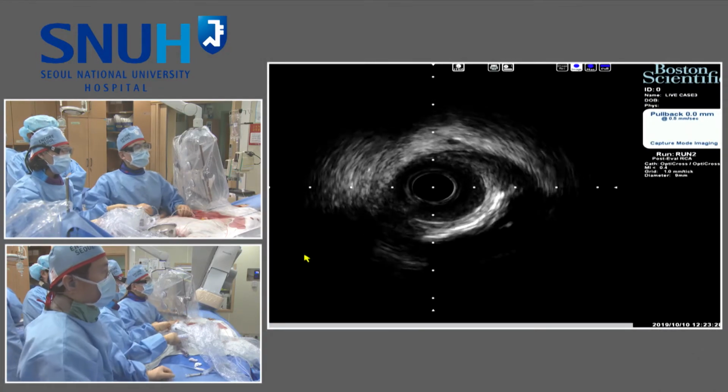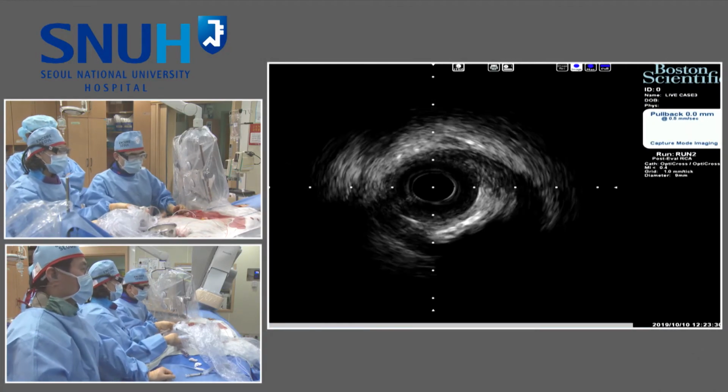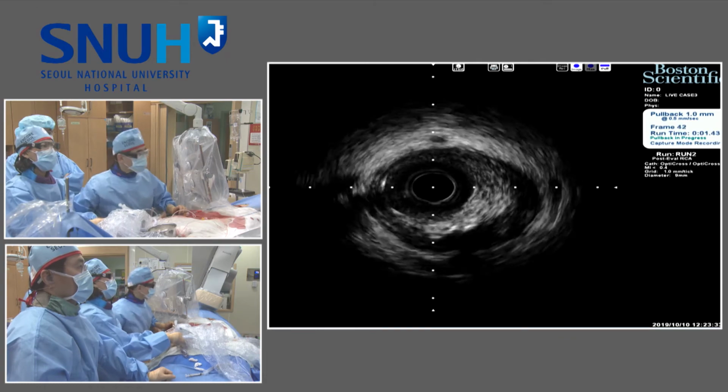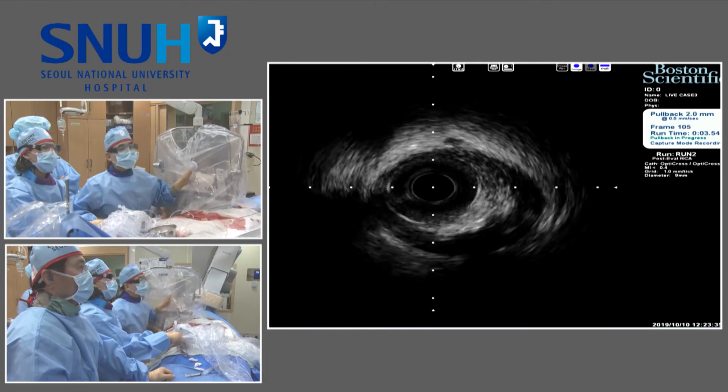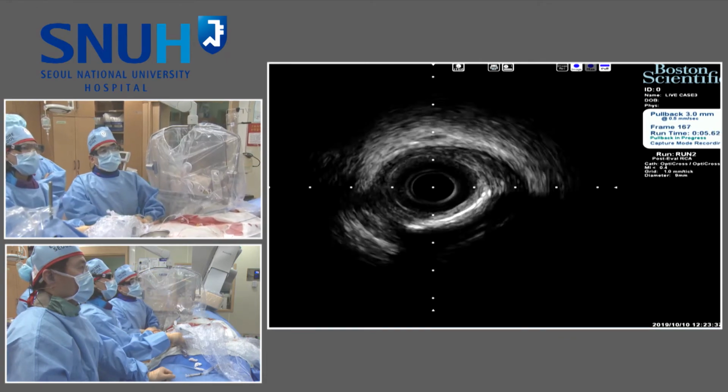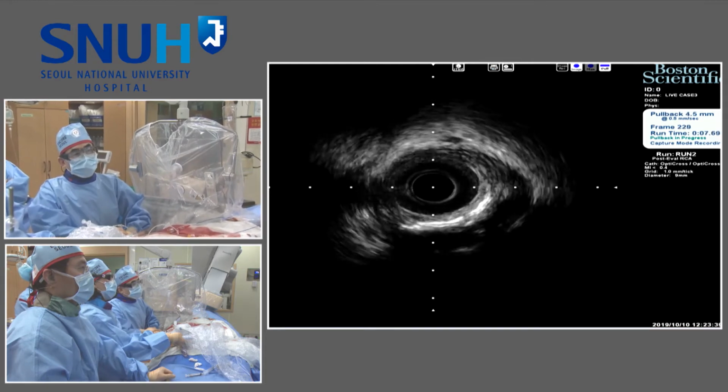Okay, here is distal RCA. Okay, prepare. When you look at this part, what is the vessel size? Vessel size is about 4, yes. 3.5.